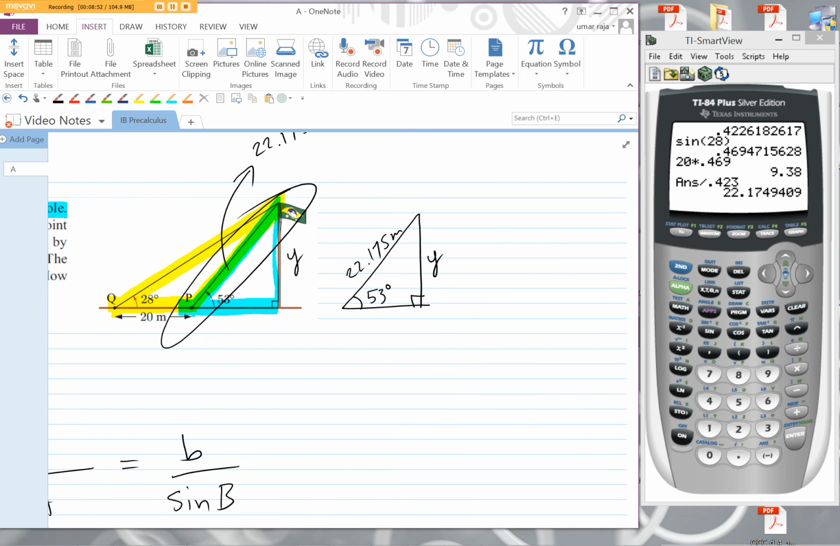The reason why this is important is because you can see that whenever you have a right triangle, you can apply right triangle trigonometry or SOHCAHTOA to solve for the value of the height that you're looking for, whichever distance you're solving for. But how do you actually go ahead and solve that? Well, look at the angle that you're looking at, 53 degrees. How would you relate this angle to the side that's across from it and the side that's next to that? Well, we can say that the y would be the opposite, and then the 22.175 would be the hypotenuse.